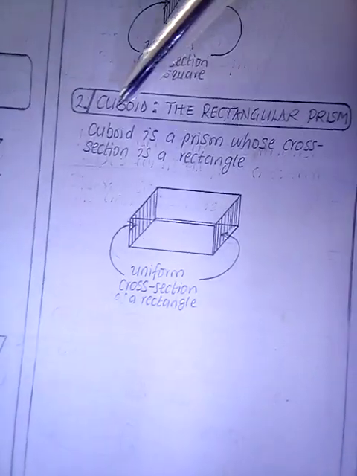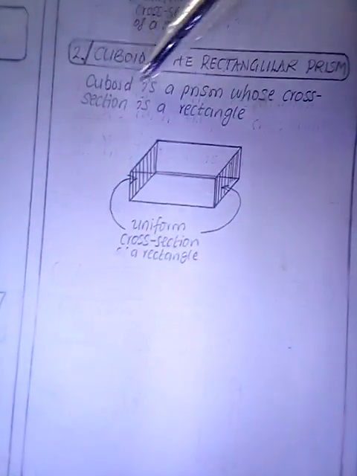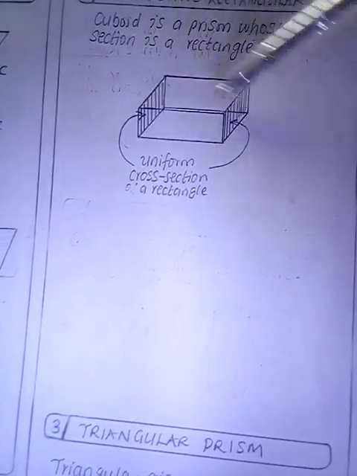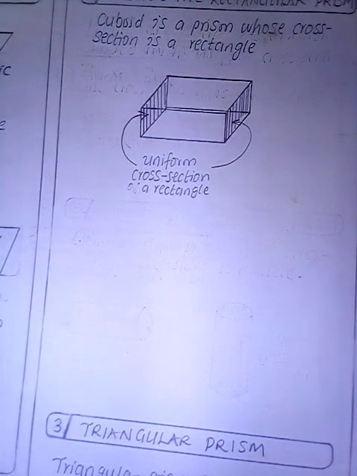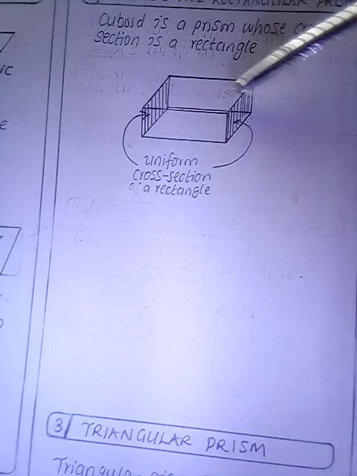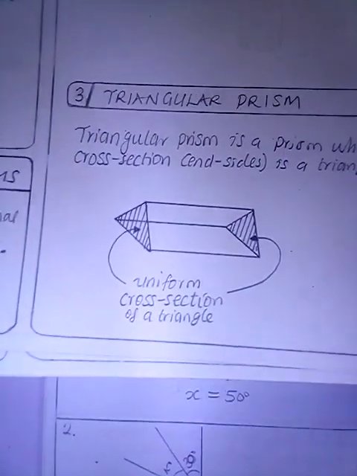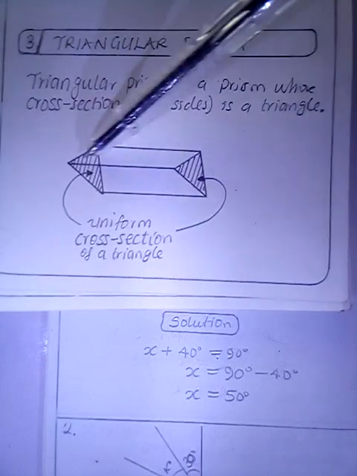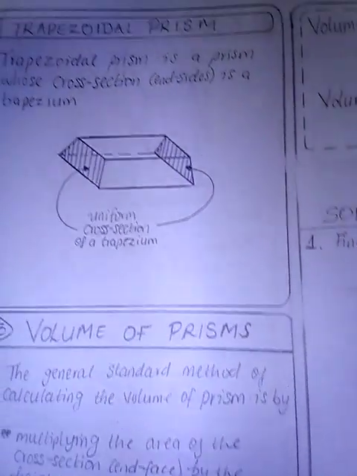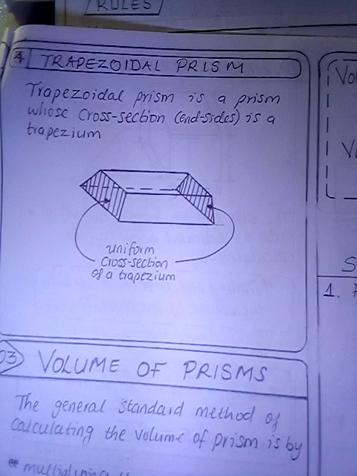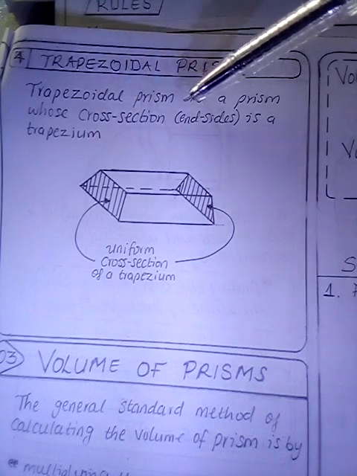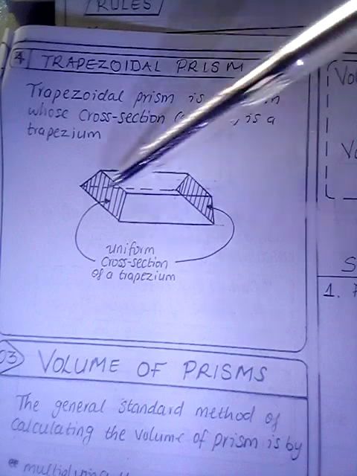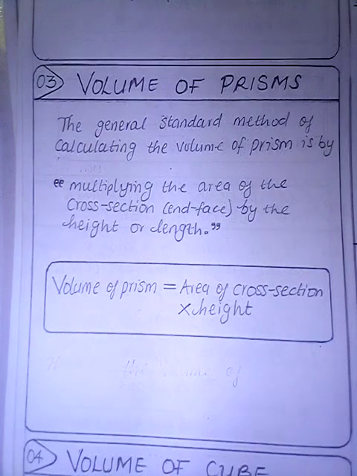And also we have a cuboid. Cuboid is also known as the rectangular prism because the uniform cross section at both ends of it is rectangles. And also we have a triangular prism. Triangular prism is a prism whose cross section, that is the end side, is a triangle. That's why we call it the triangular prism. And also we have the trapezoidal prism, which is a prism whose cross section or the end side is the shape of a trapezium.